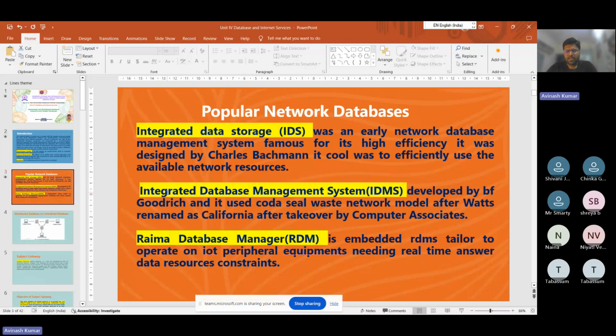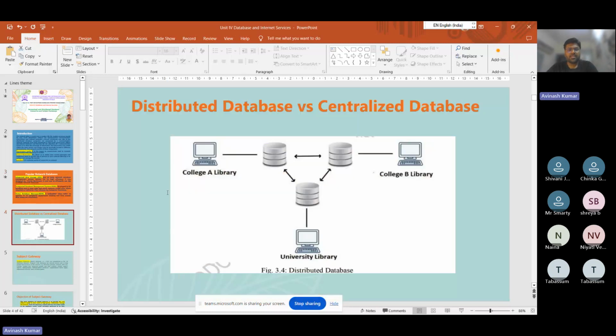You can see that, and I will not read all these things. You can understand. You can Google, and then you can study the databases deeply. So I have taken only three databases. Okay, so distributed database and centralized database. First, you need to understand what is a distributed database and a centralized database.